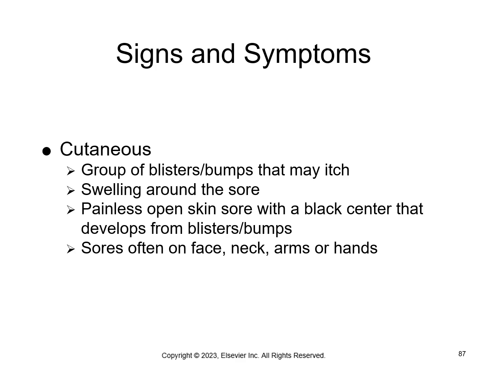In the skin or cutaneous form, we'll see a group of blisters and bumps that can itch. There could be swelling around the sore. They may have painless open skin sores with a black center. The sores can occur on the face, neck, arms, or hands.